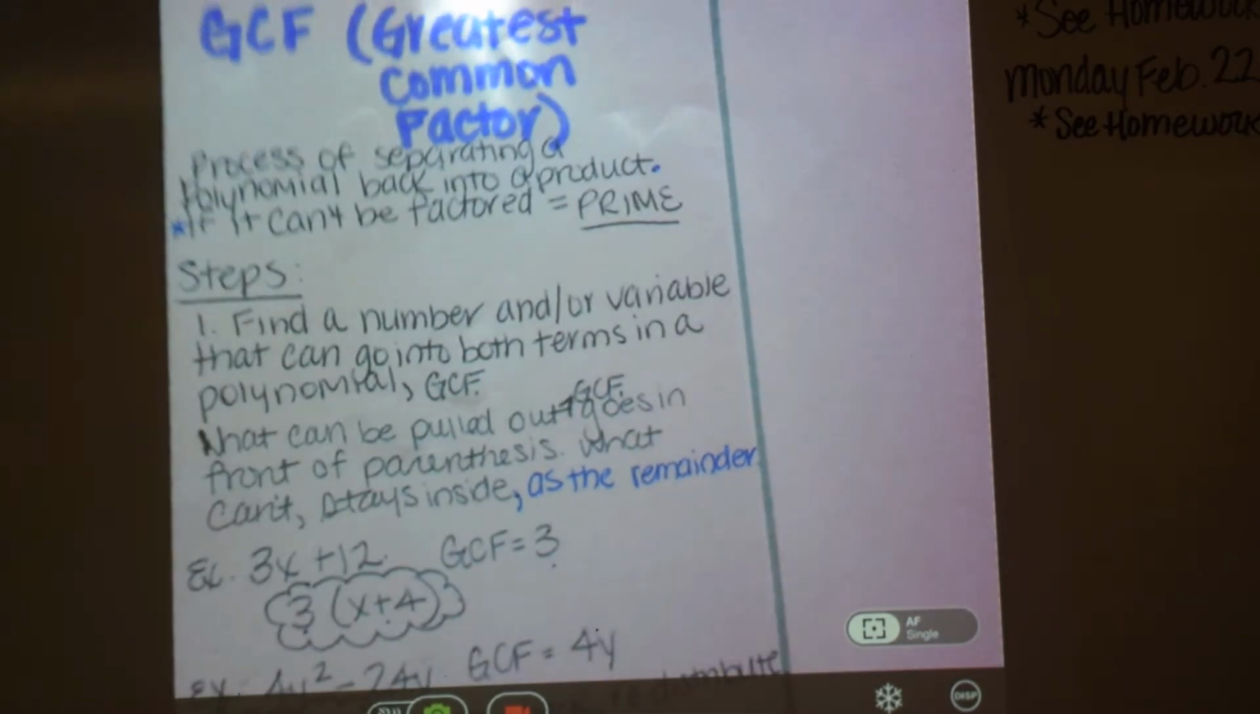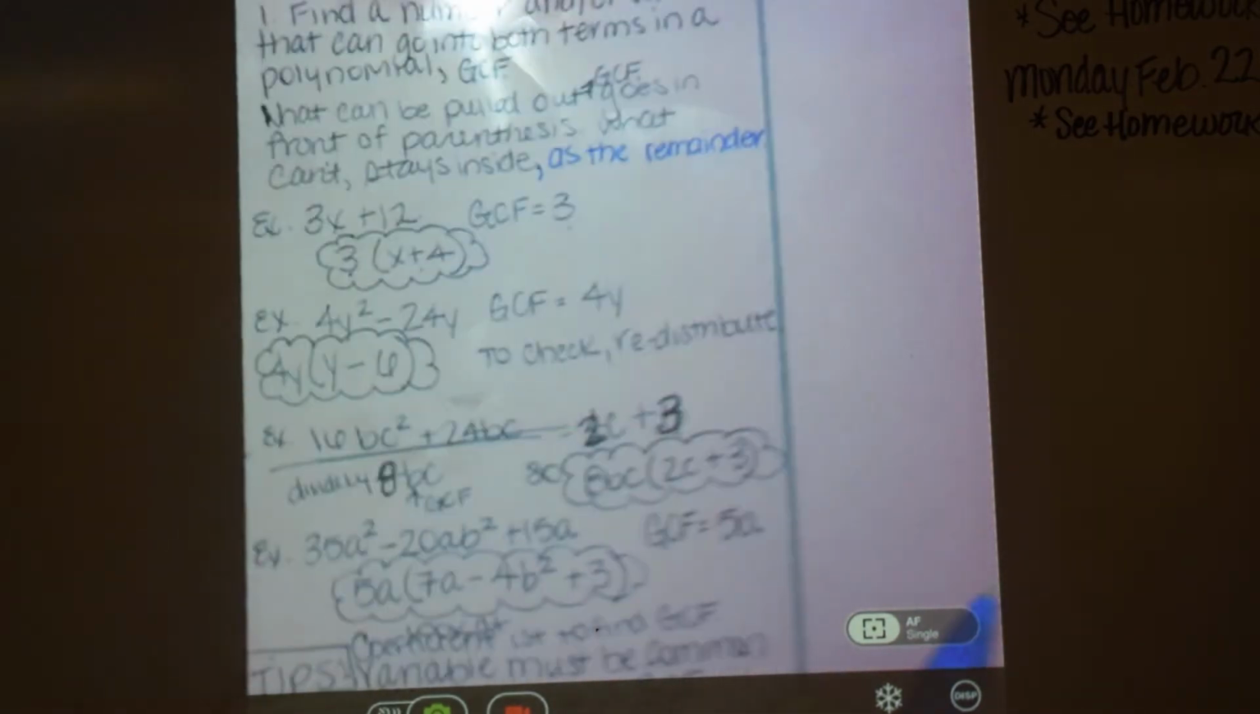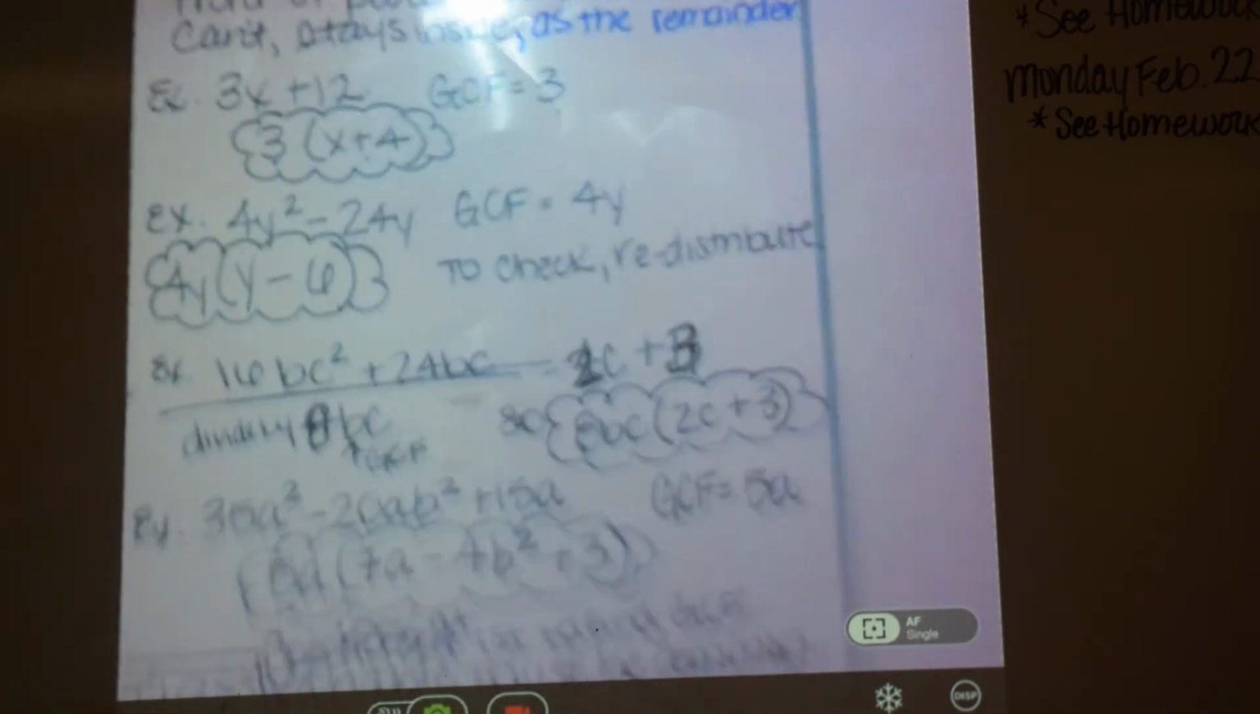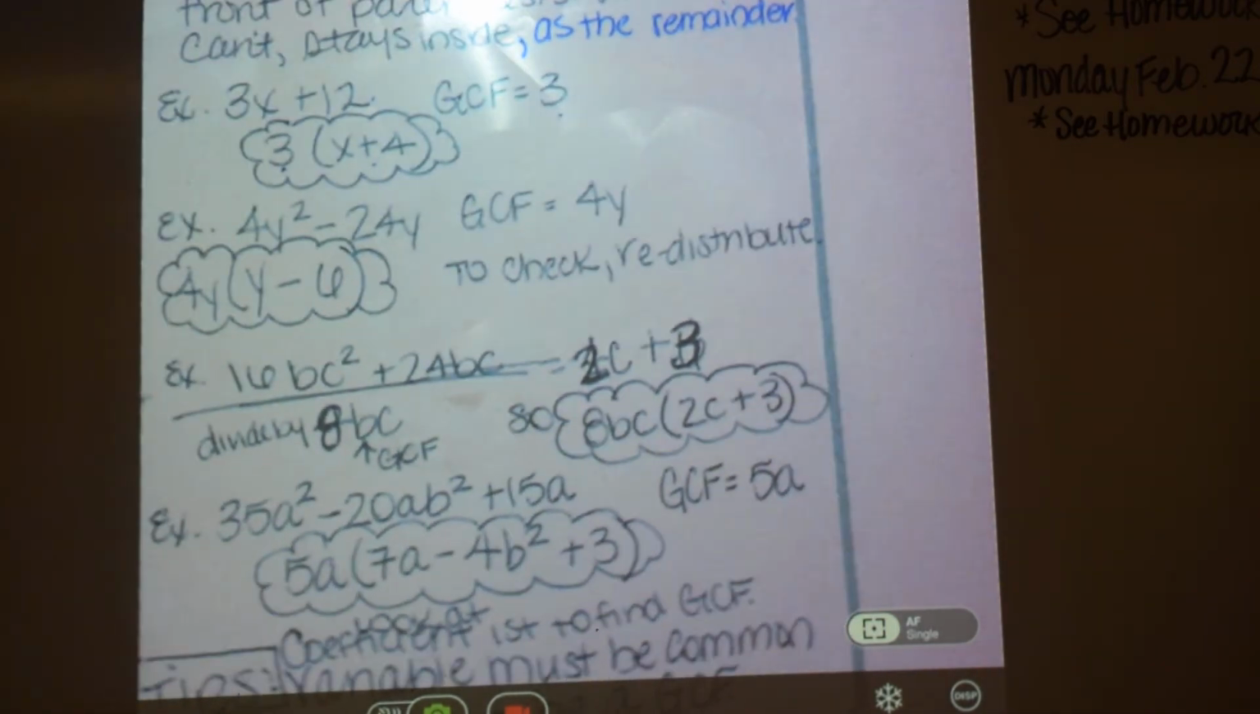Okay, here's another example. 4y squared minus 24y. Of numbers 4 and 24, their greatest factor in common is a 4. And then if we look at y squared and y, the greatest amount of y's is 1. They both can take a 1y away. So that is your GCF for y.